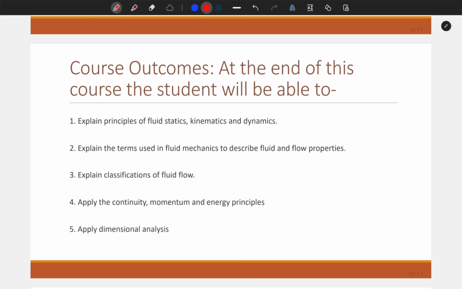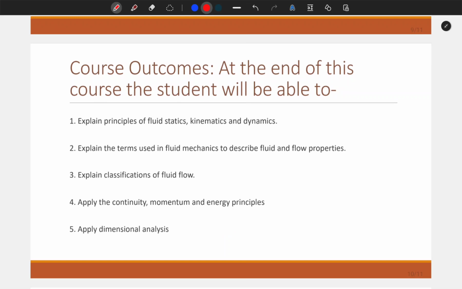We will be able to classify the fluid flow. What are the types of fluid flow we can classify? Similarly, we will be applying principles of fluid mechanics like continuity equation, Bernoulli's equation, momentum equation and energy principle. These principles also need to be learnt, and they can be applied to various practical phenomena.